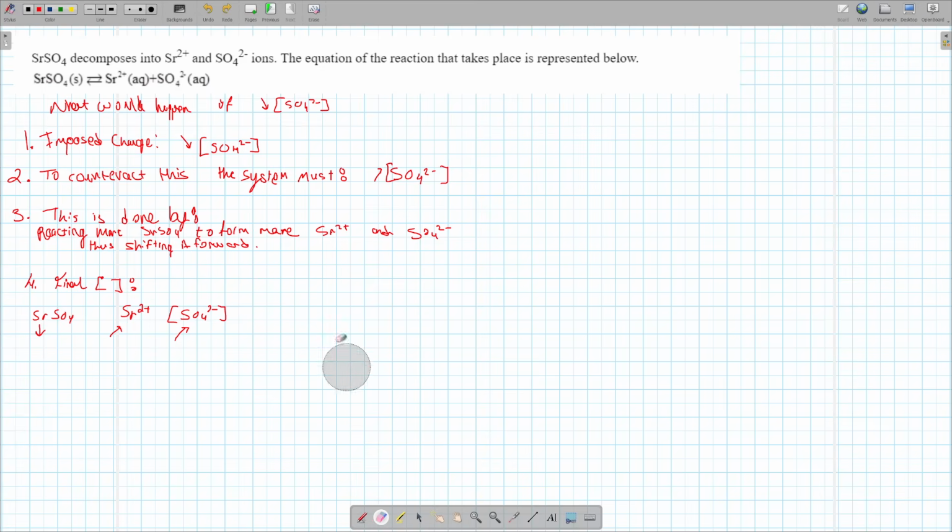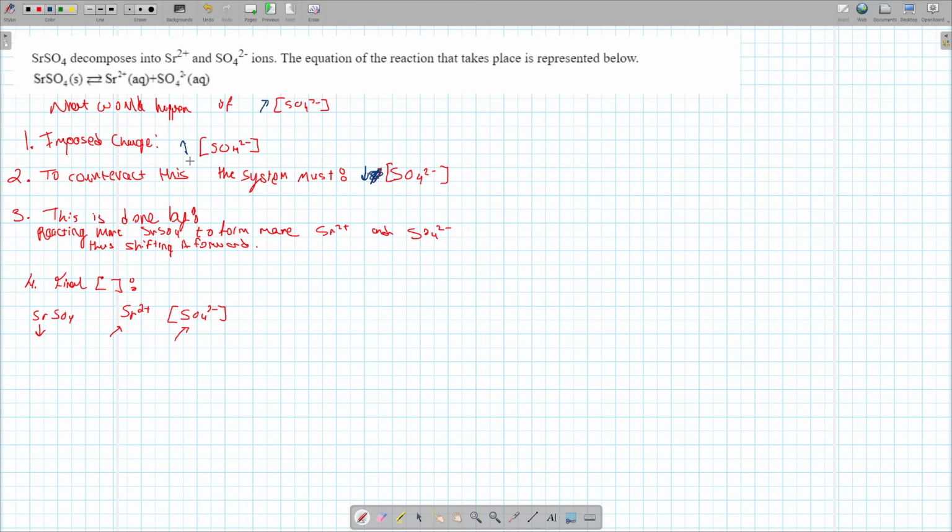If it was the other way around, same thing. If they said increase instead of decreased, that means this one will be decreased, or no, this one will be increased, and this one will be decreased.